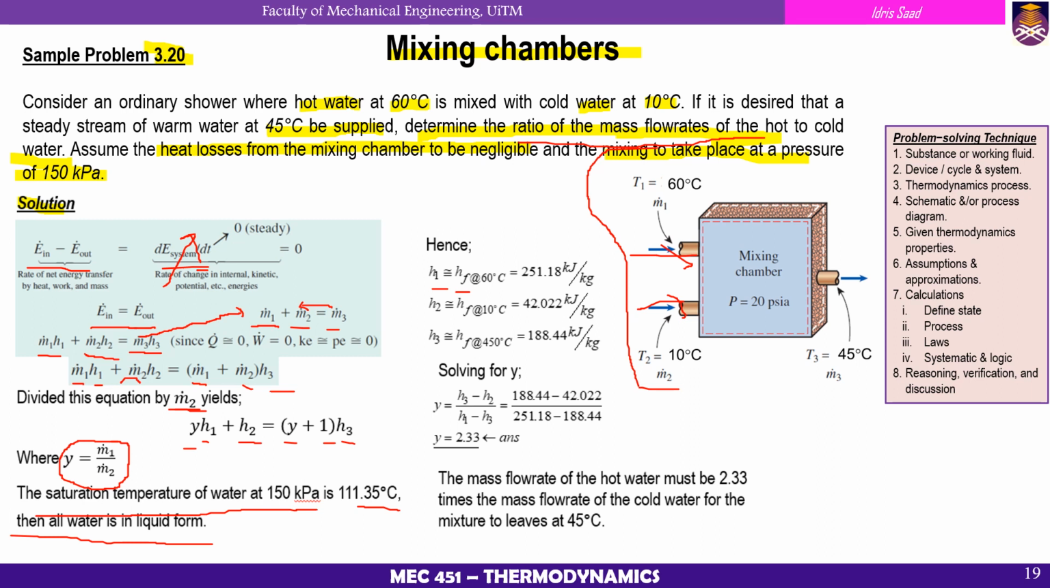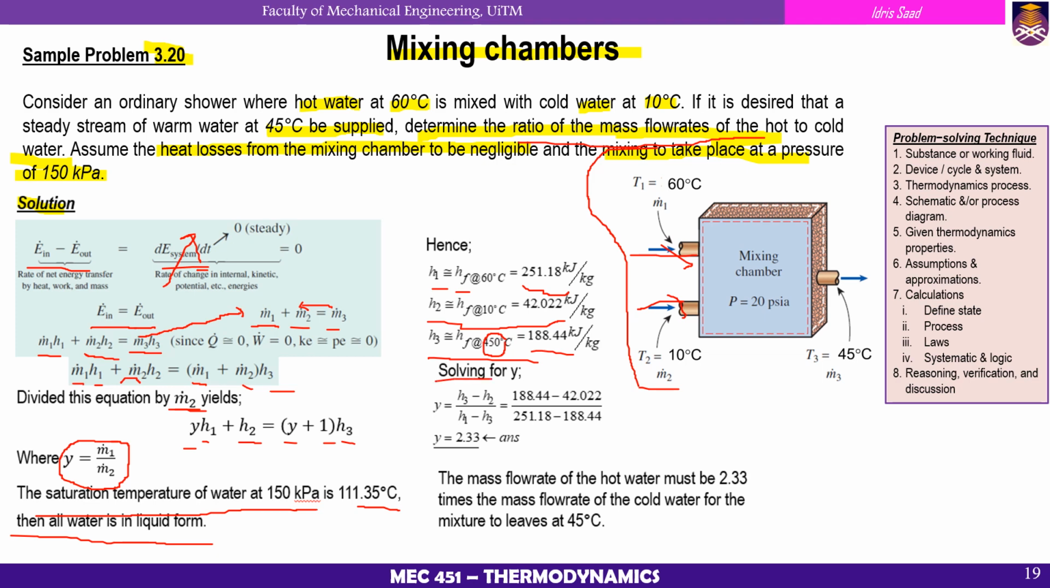So h1 is equal to hf at 60 degrees Celsius. Based on our property table, this is 251.18 from table A4. Similarly, from table A4, h2 is equal to hf at 10 degrees Celsius, 42.022, and h3 is equal to hf at 45 degrees Celsius. Sorry, I said 450 earlier, that is a typo error. It's supposed to be 45. Okay, it is equal to 188.44 kilojoule per kilogram.